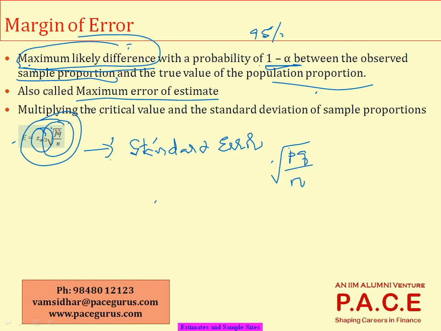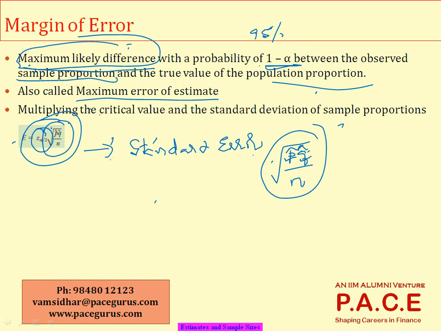Because the proportions are assumed to follow a kind of binomial distribution, we go with this formula: the proportion P multiplied by Q, which is 1 minus P, the proportion which is not in the population, like success into failure, divided by N. Everything is under the square root. This is what we call the margin of error.